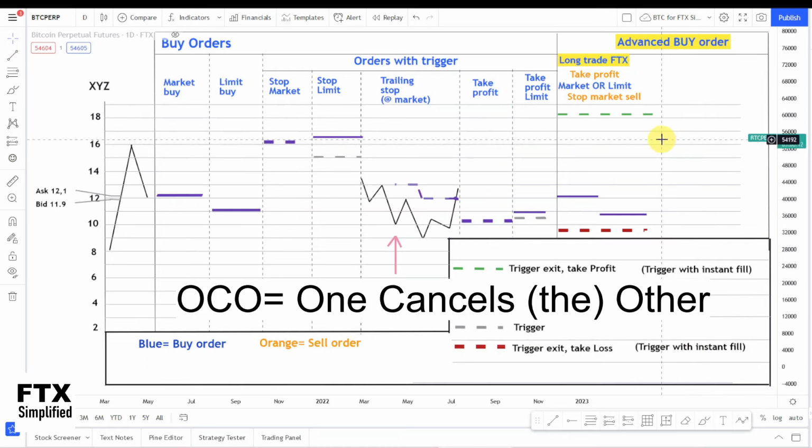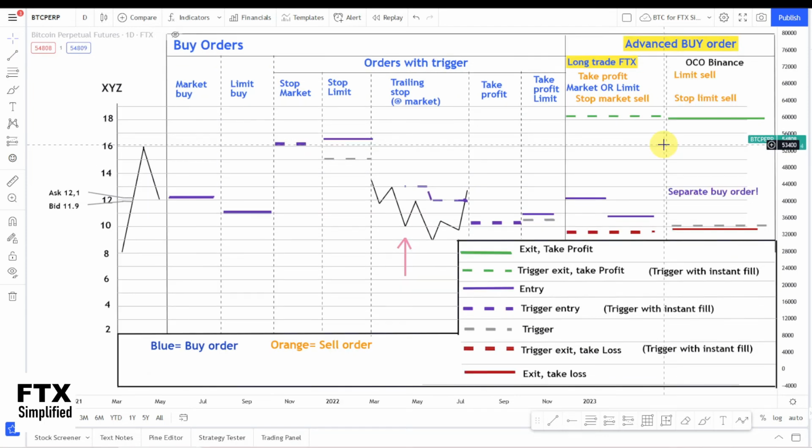Binance doesn't have the advanced orders like FTX does, but they do have something similar, the OCO order. One cancels the other. So I added the OCO order from Binance. FTX also has this option and it's slightly different. I made a video about the OCO order from FTX, link is in the description, and there are also links for every specific order type.